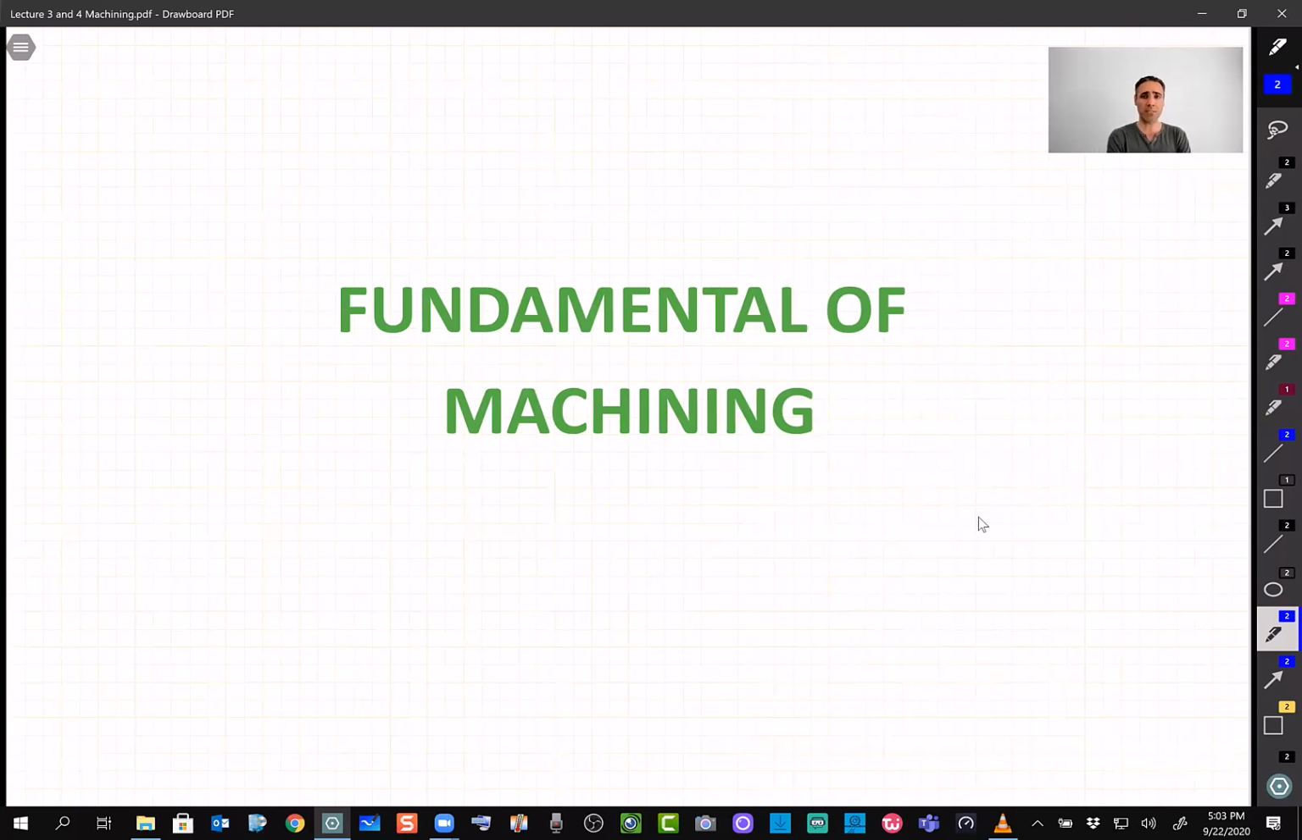Today we are going to start the first manufacturing process, which is called machining. It is an important manufacturing process because it's versatile. We can make many things by machining, especially if those things are in a smaller quantity. The process can be automated, especially nowadays with advanced CNC.